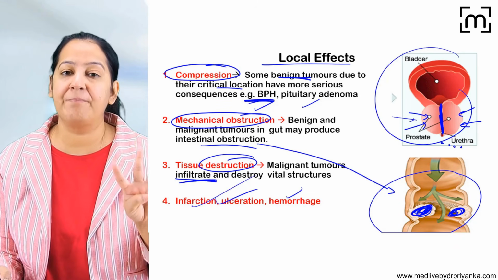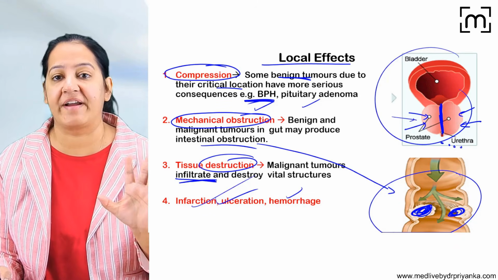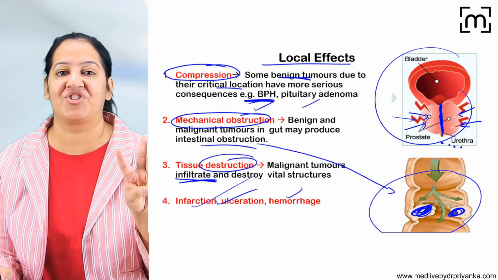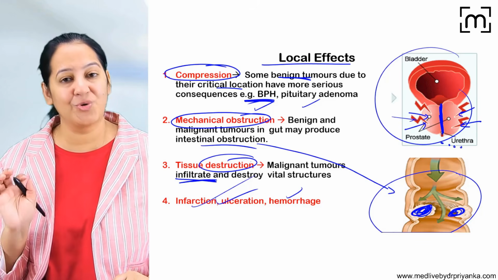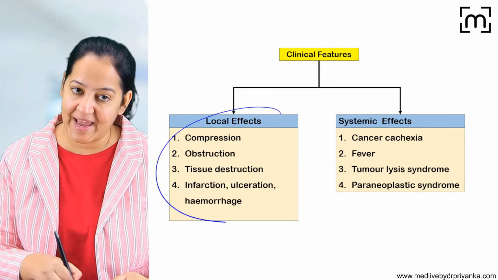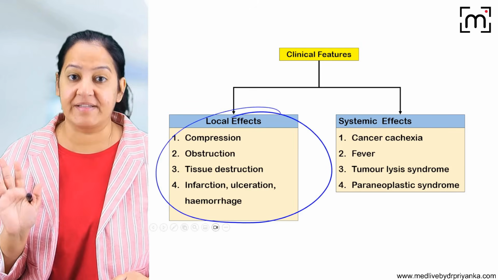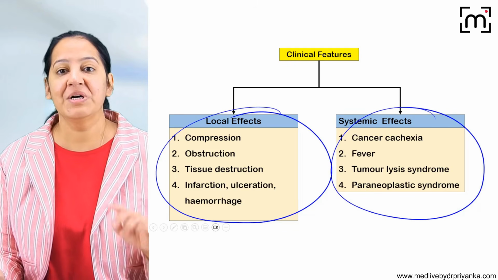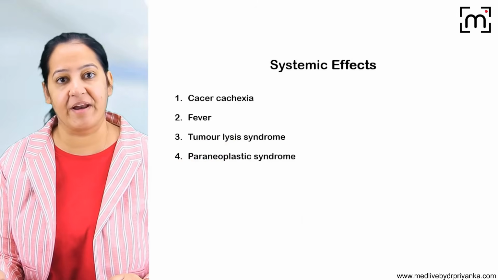So there are four types of symptoms because of the local effects. What are they? Compression, obstruction, tissue destruction, and ulceration. So that is due to local effects. So we have seen the examples of local effects. Now coming to the systemic effects of the cancer, systemic effects of the neoplasia. So there are four systemic effects. We will see them one by one.